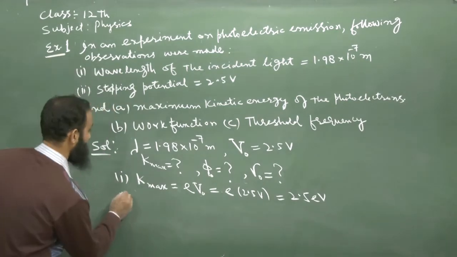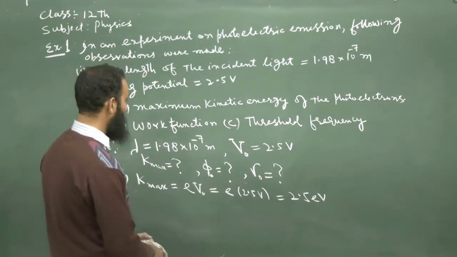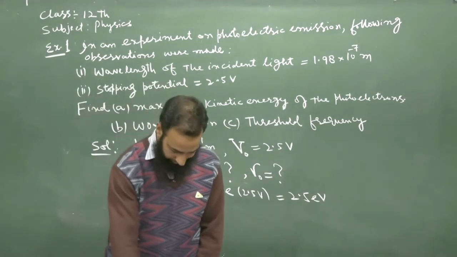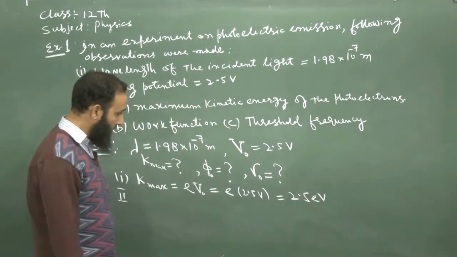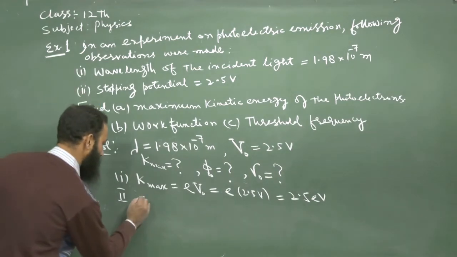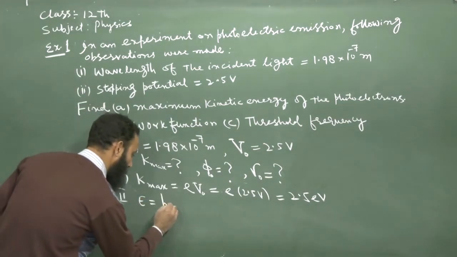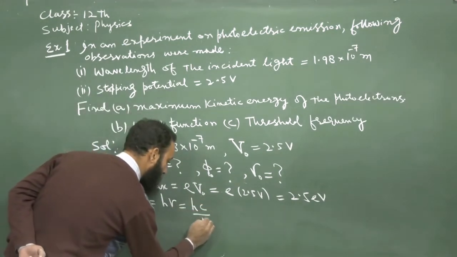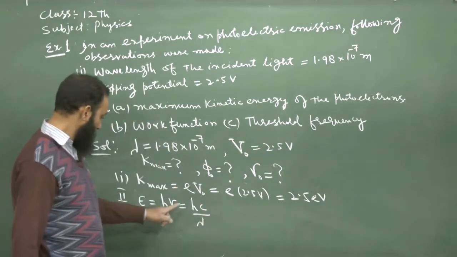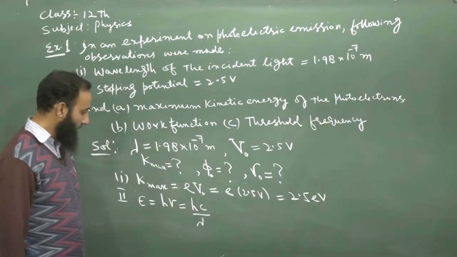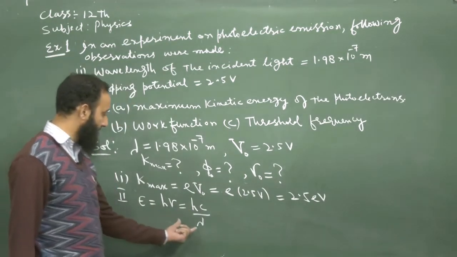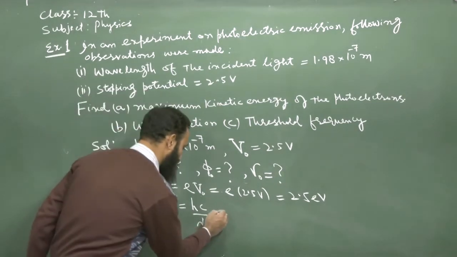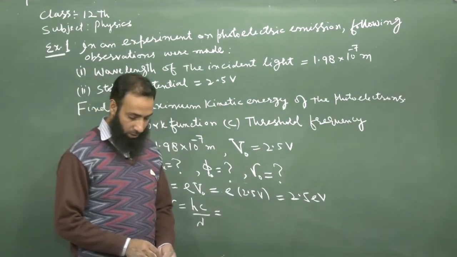Now part second. Now the work function. You have to determine the work function. The energy of the incident photon is given by E is equal to h nu, which is equal to hc by lambda. Since both h and c are constants and lambda is given, you can determine the energy of the incident photon. So you will substitute the corresponding values.